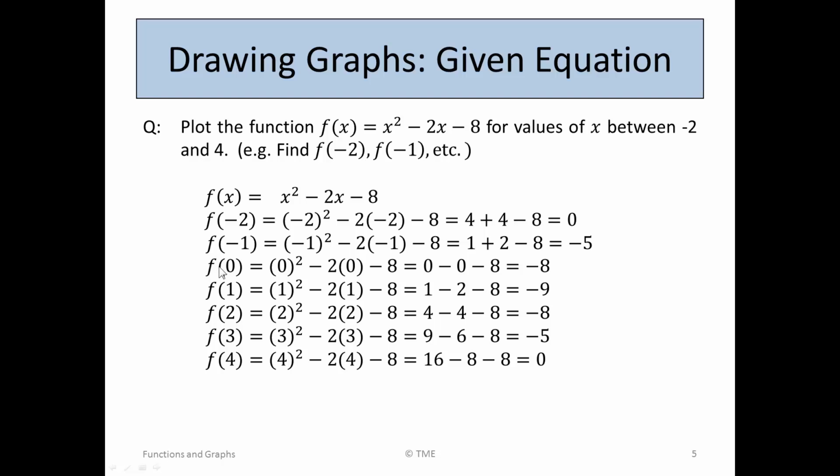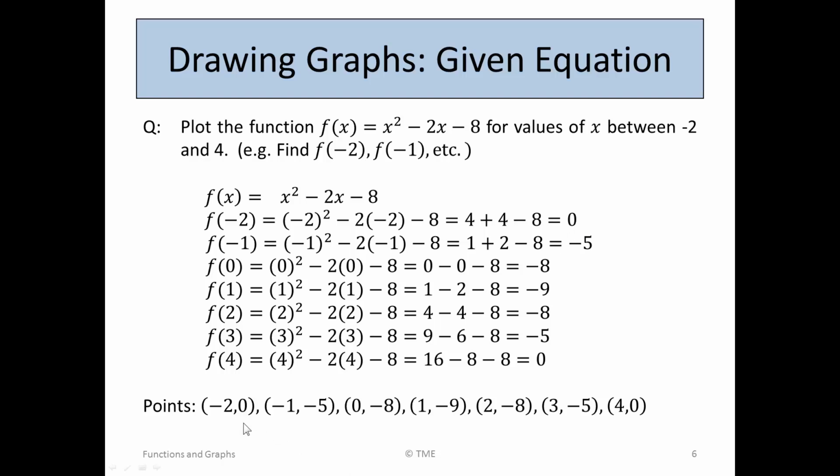Remember that f of x is really another term for y. There are only two dimensions, the x and the y. So when x is minus 2, we're saying that f of x, or y, is 0. So the points we achieve in terms of x, y: the first point, when x was minus 2, we get minus 2, 0. Similarly, the second point was minus 1, minus 5, then 0, minus 8, and we continue, and here are the points on the xy, or the f of x graph.